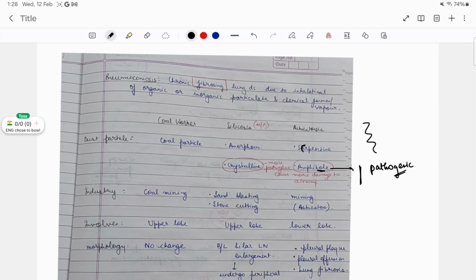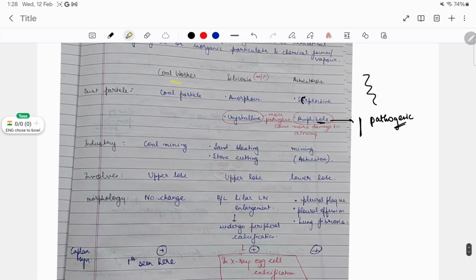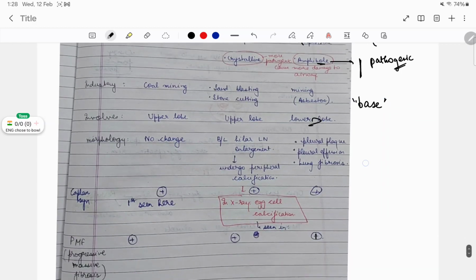So first is this asbestos. What will be the history given? History will be given of some mining, fireworks. Next, very important, coal worker pneumoconiosis, silicosis, they all will involve the upper lobe. Asbestosis, in the name it will say asbestosis, base. It will involve the base, that is the lower lobe.